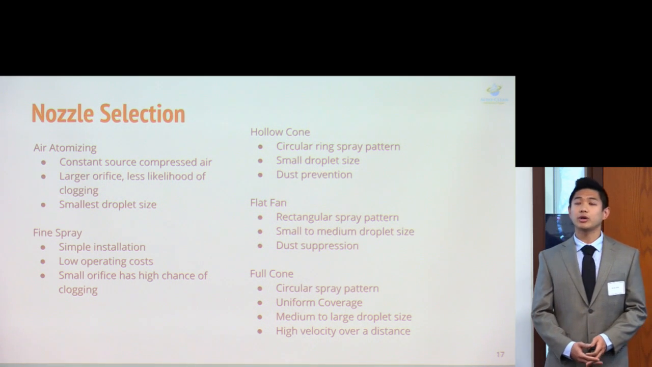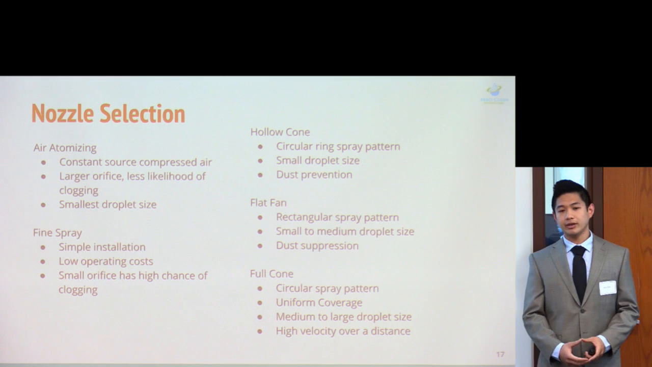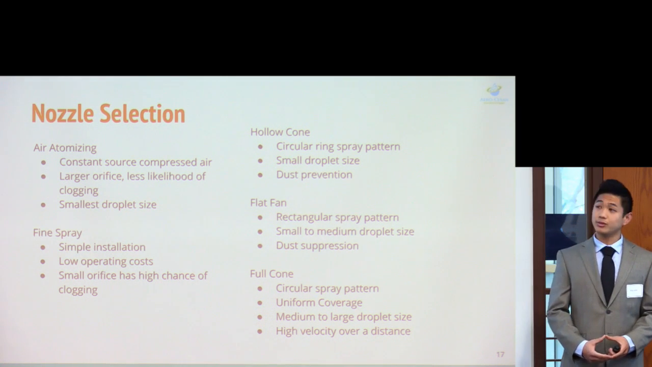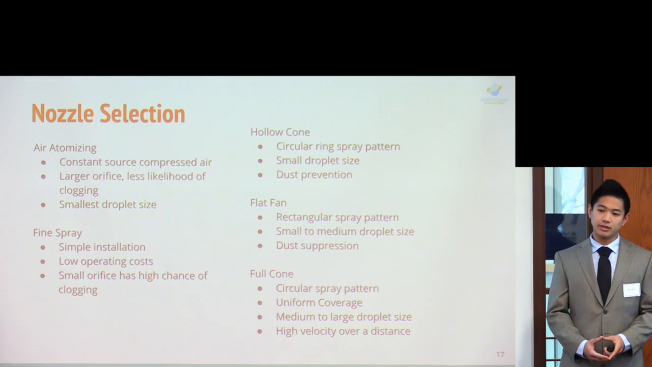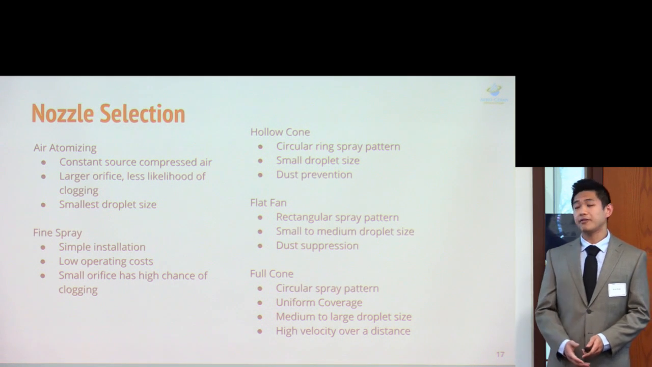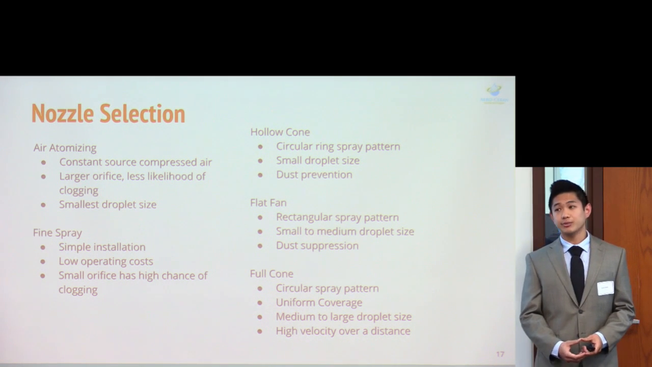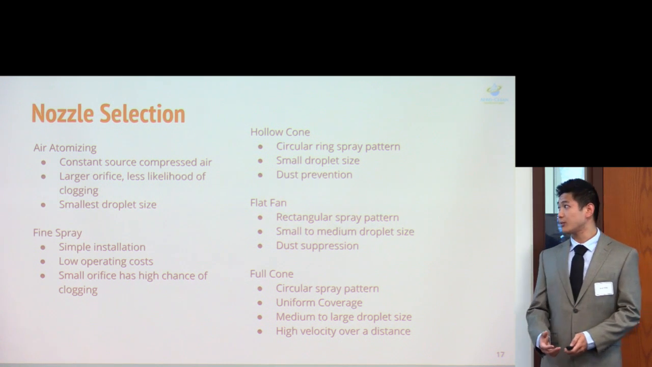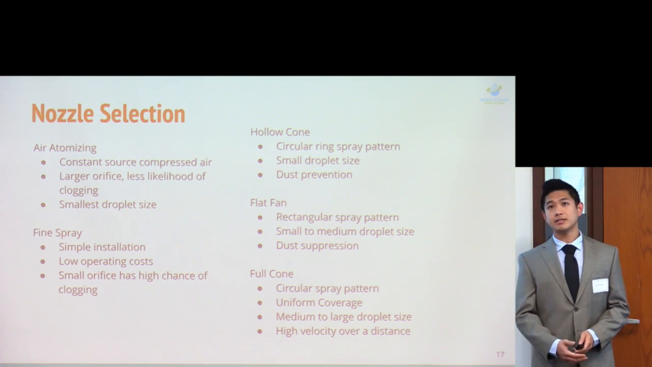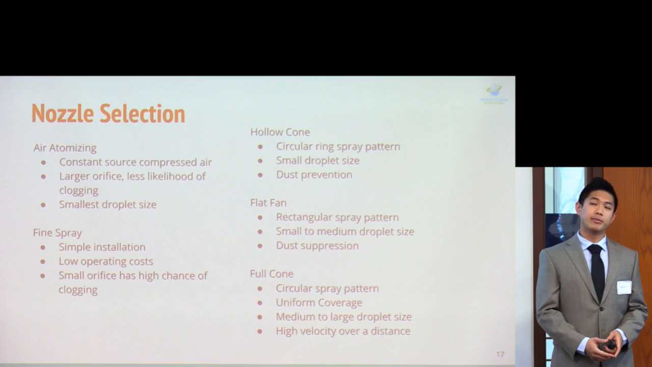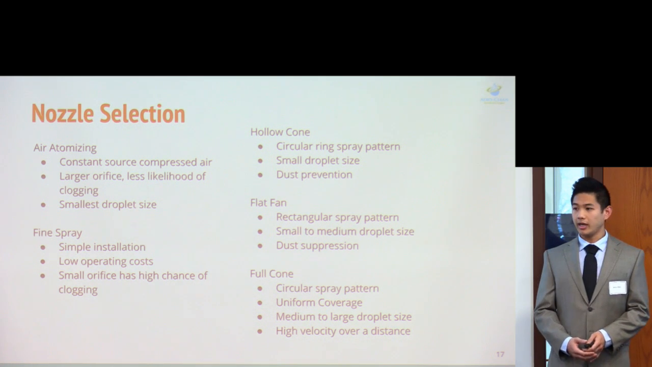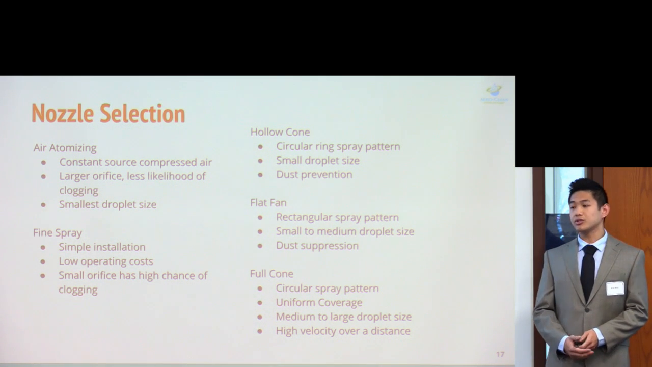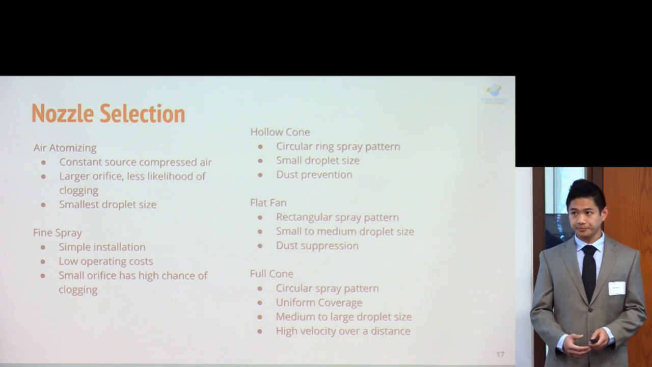Following that, we have hollow cone nozzles. These generate a ring spray pattern and are mostly used in dust prevention. Then next we have flat fan nozzles. These generate a rectangular spray pattern and are mostly used in dust suppression. Lastly, we have full cone nozzles. These nozzles generate a circular spray pattern with uniform coverage, and these nozzles generate the largest droplet sizes.